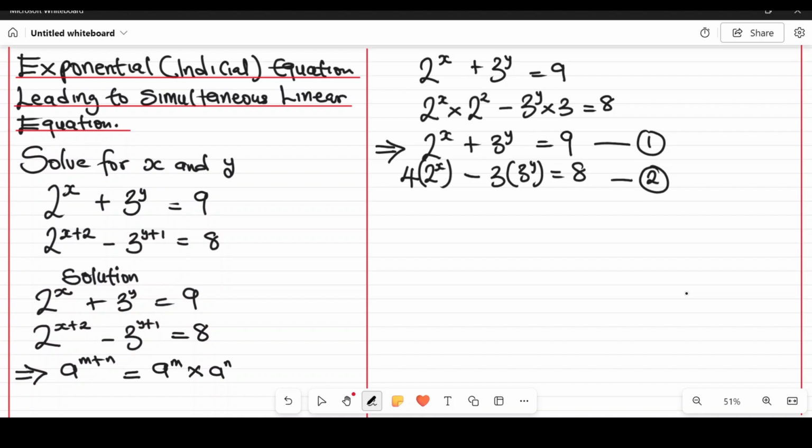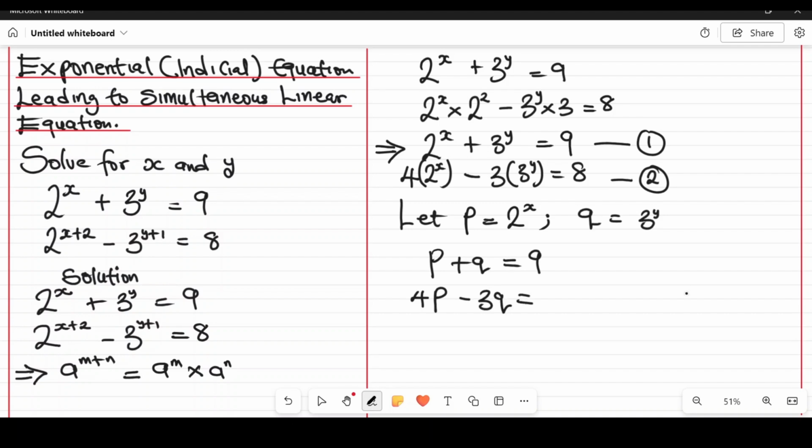So we can make a substitution. Let p be equal to 2^x and q equal to 3^y. So our equations 1 and 2 become p + q = 9, and 4p - 3q = 8. For us to simplify the equations now, I am going to use the substitution method.